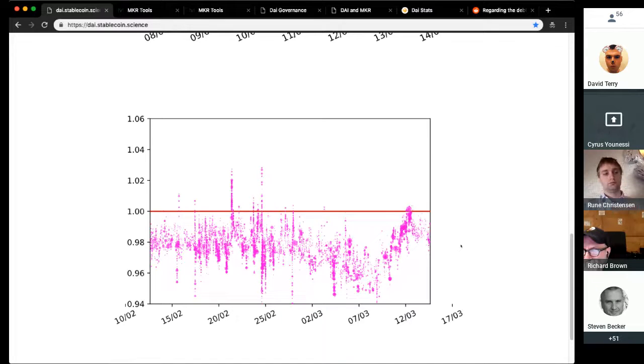But depending on how the next week progresses, we could explore options of holding another governance poll, or maybe just more community discussion on social media. That's about it for the DAI price. We're going to stop for some questions.